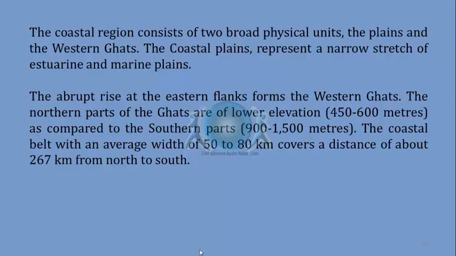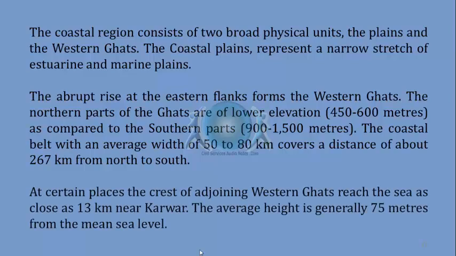The coastal belt, with an average width of 50 to 80 kilometers, covers a distance of about 267 kilometers from north to south. At certain places, the crest of the adjoining Western Ghats reaches the sea as close as 13 kilometers near Karwar. The average height is generally 75 meters from the mean sea level.